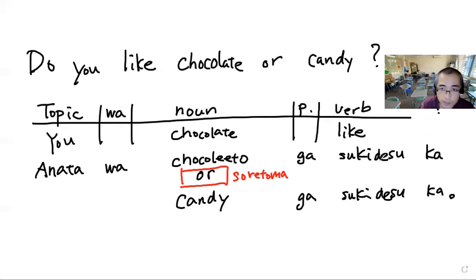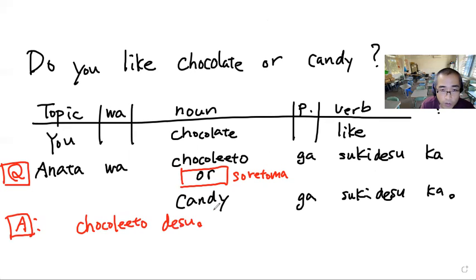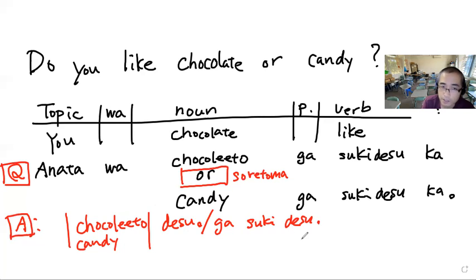あなたはチョコレートが好きですか？それともキャンディーが好きですか？Of course, the answer would not be yes or no, not はい or いいえ. The answer would be just チョコレートです, or チョコレートが好きです, or キャンディーです, or キャンディーが好きです. So you can answer that way.